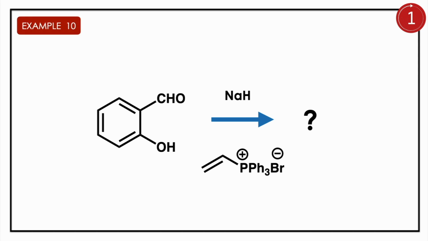Then the next example. Here you have an alpha hydroxybenzaldehyde. We are using sodium hydride and a phosphonium bromide salt. You should find what will be the final product.